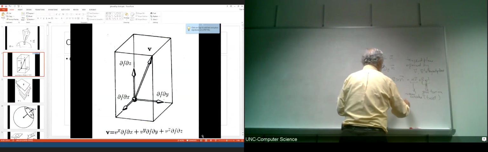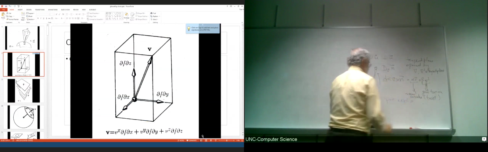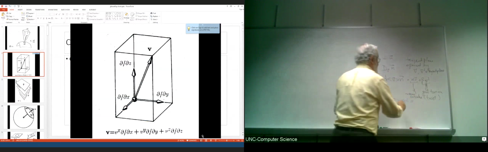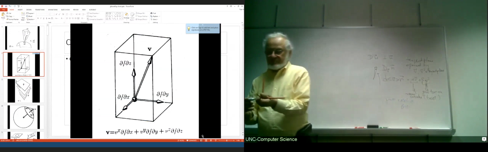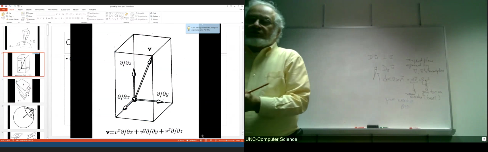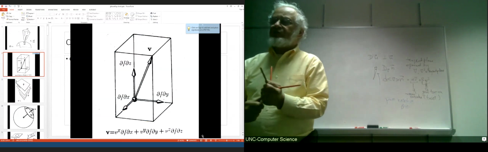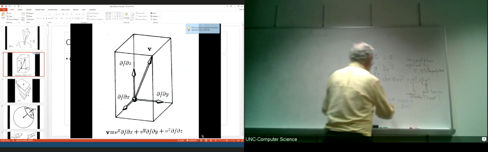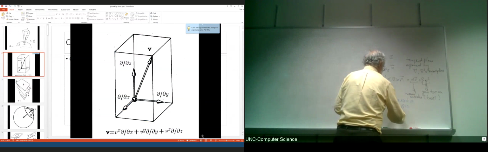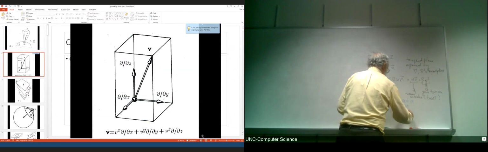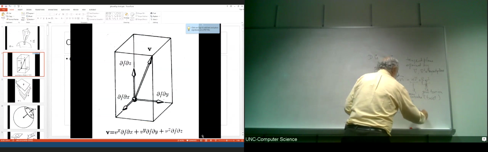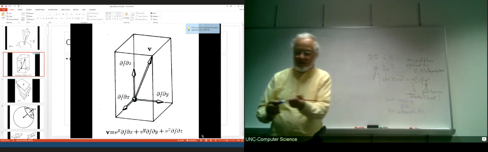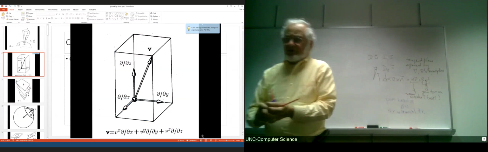Pure nosedive. Okay, that's to say beta is equal to 0. Okay? A direction that has pure nosedive is called a principal direction. A principal direction is a direction of pure nosedive.